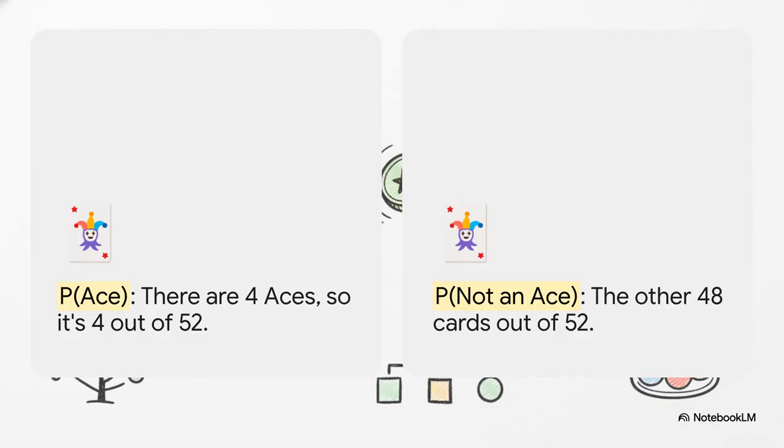Let's try another one. You've got a standard deck of 52 cards. What are the odds of drawing an ace? Well, there are 4 aces in the deck, so that's 4 out of 52. Simple enough? Now, what about its complement? What's the probability of not drawing an ace? Well, that's just everything else, isn't it? It's the other 48 cards, so that probability is 48 out of 52.